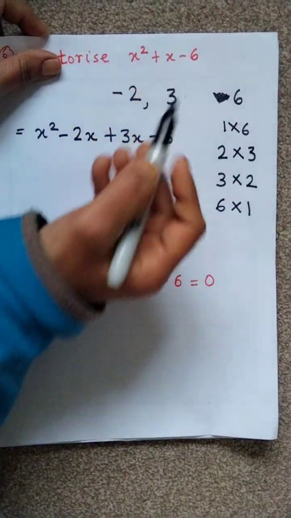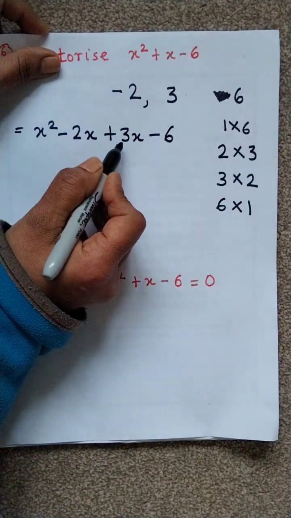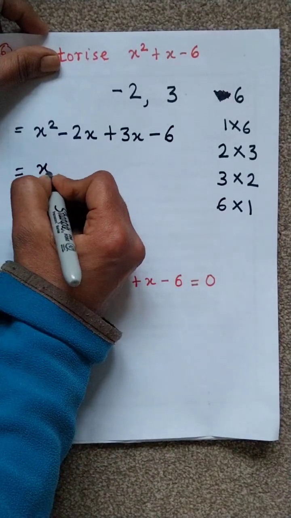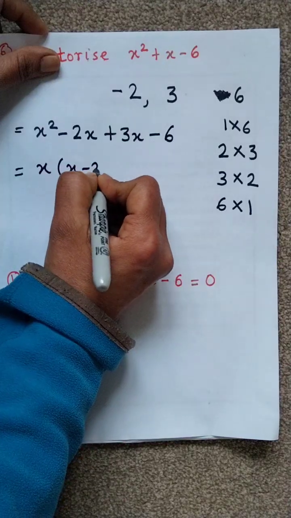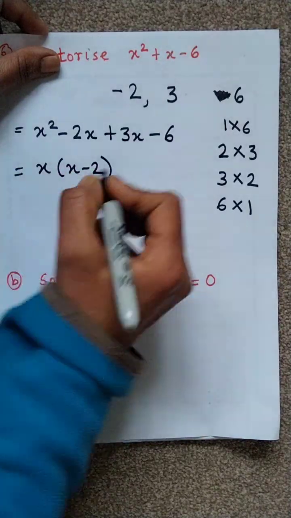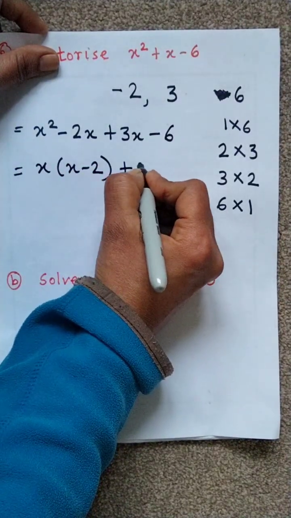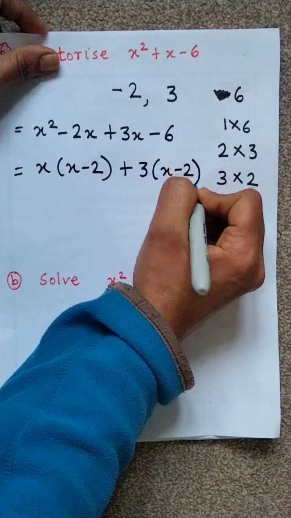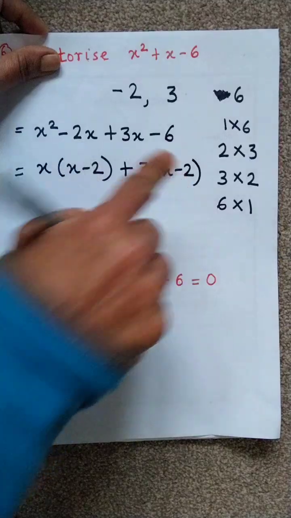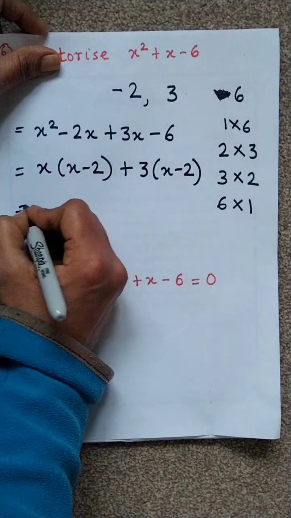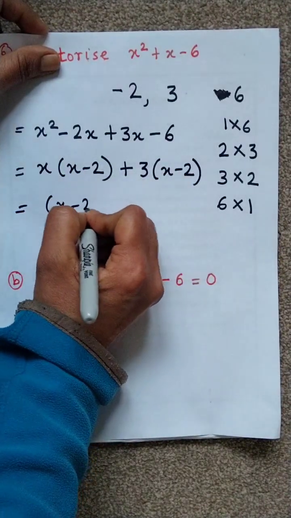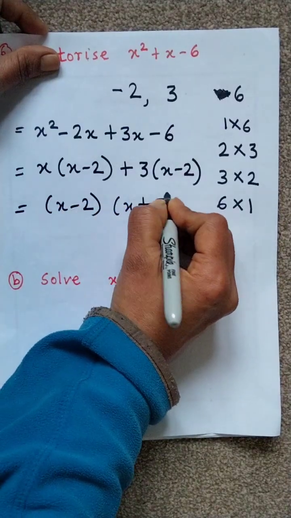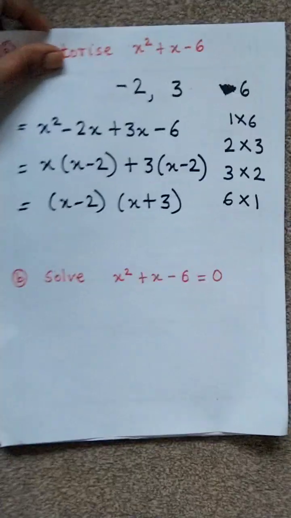Okay, x is written as minus 2x plus 3x. Okay, is equal to, x is common, so what remains? x minus 2. Here, what is common? Plus 3. And what remains is x minus 2. Plus 3 and x minus 2 is equal to x minus 2, x plus 3. So this is the required answer.